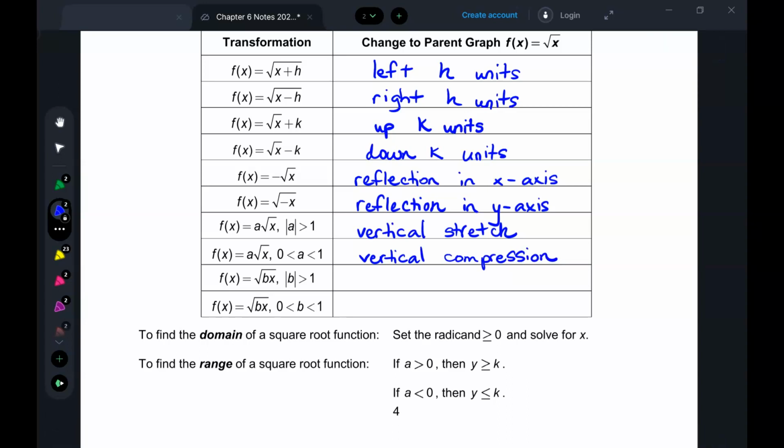What? Mr. Khan didn't even teach me that. Your daughter did. The vertical stretch and the vertical compression? Yeah, I had to ask her about it because I didn't know it. Got it. Okay.